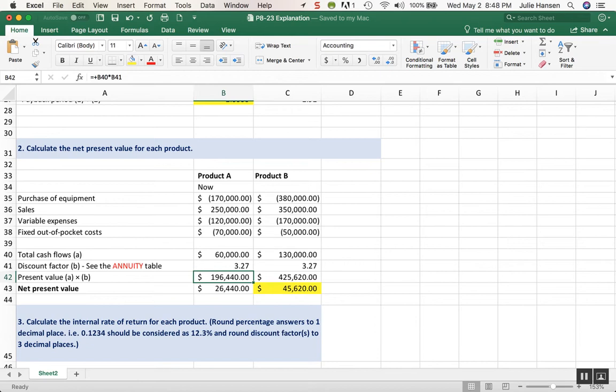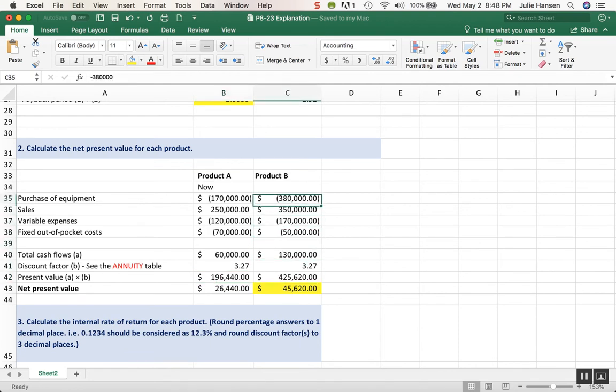All right, so then to come up with the net present value, I simply take that 196,440 less the cash outlay that I had to do to get that $60,000 a year for the next 5 years, which is $170,000. So my net present value is just the difference, otherwise known as $26,440. I'll repeat that same process for product B.